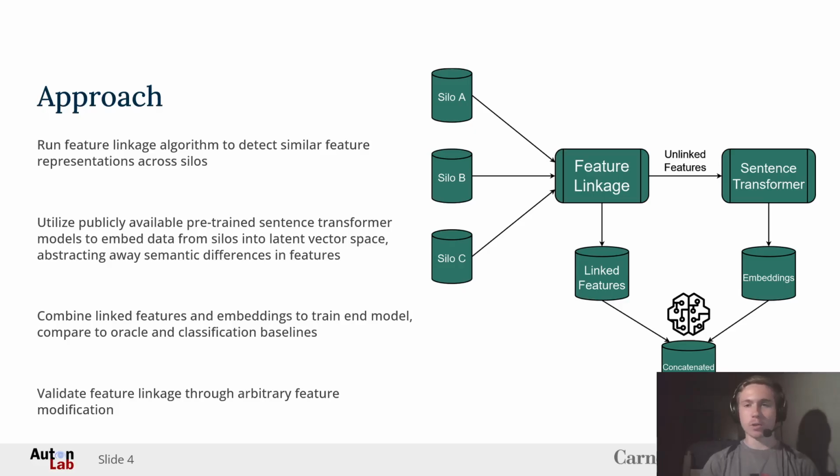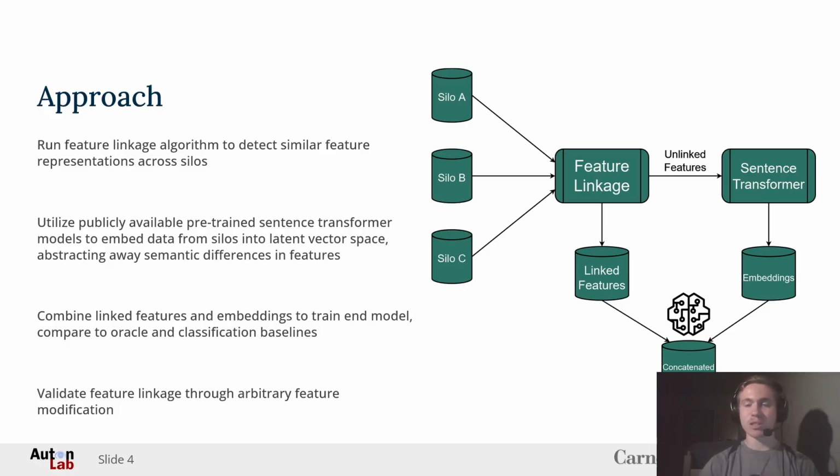And so our feature linkage algorithm will automatically go in and identify either exact matches across all silos or very, very similar features by their names or by their distributions. And that is all done without human intervention. All the human has to do is choose the number of features to be linked by that algorithm.